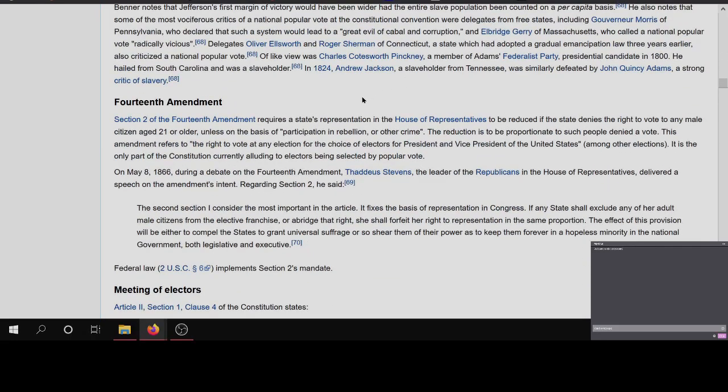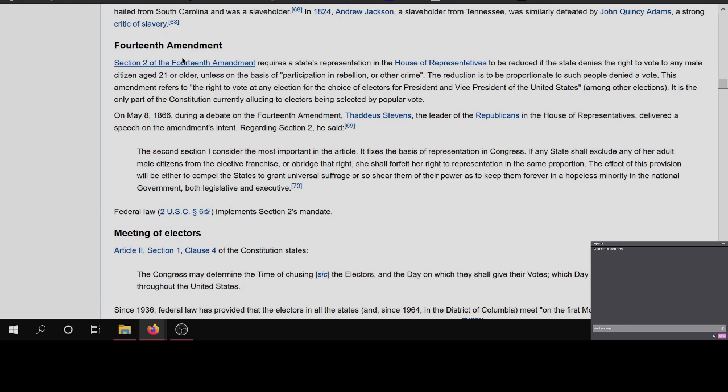So, he was up. He wanted to be president. John Quincy Adams did, so he became president later on.